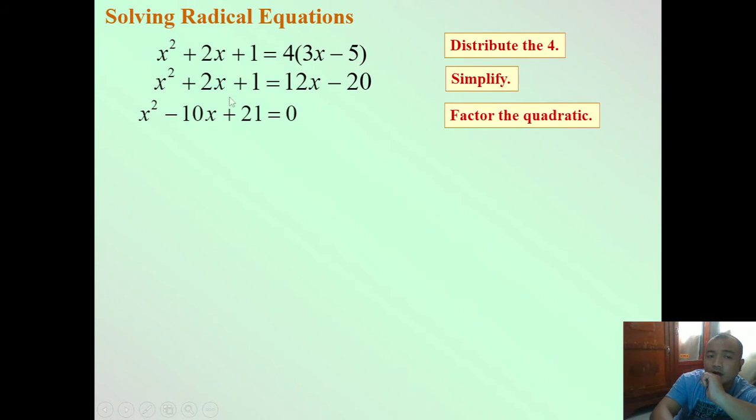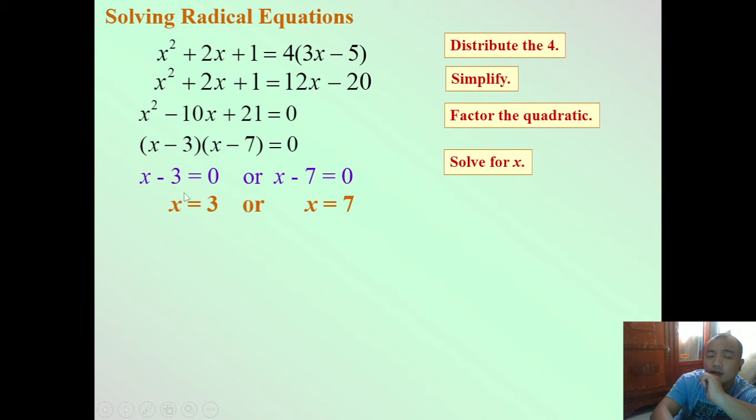Now, this becomes a quadratic equation. Let us factor this. Factors of 21 that sum to negative 10: negative 3 and negative 7. By the zero product property, x minus 3 equals 0 and x minus 7 equals 0. Therefore, x equals 3 and x equals 7.